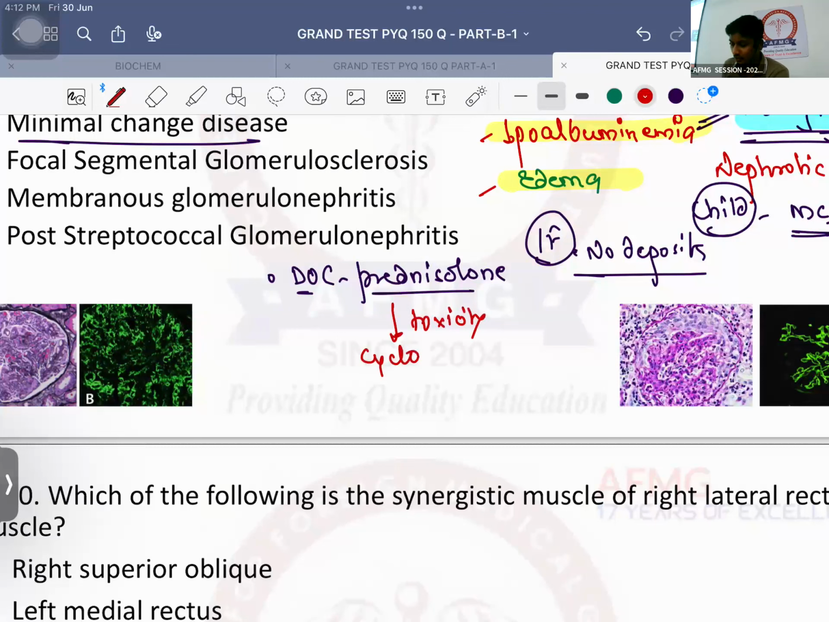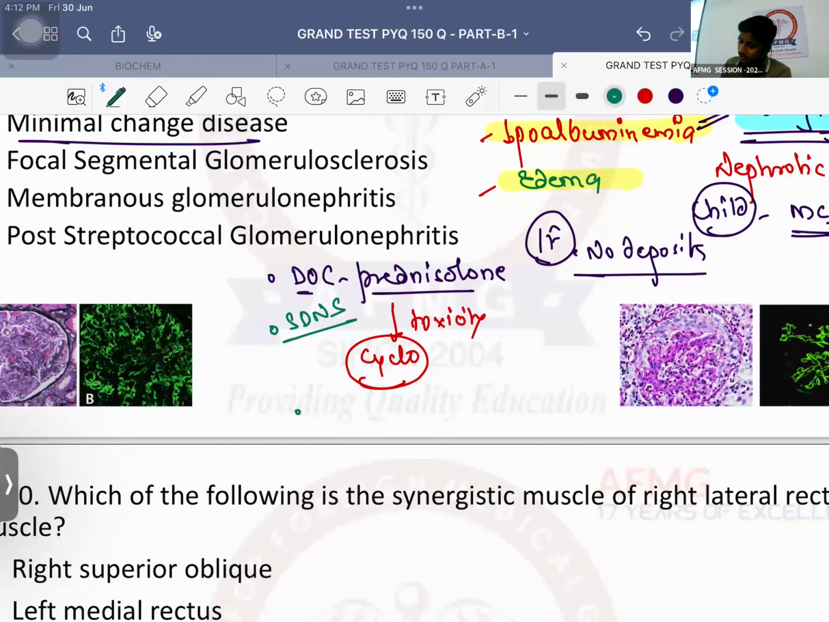Then you will give cyclophosphamide, or the other drugs which can be given are leflunomide or mycophenolate mofetil. But this was about steroid dependent nephrotic syndrome. What is the difference between the two, anybody? Steroid dependent nephrotic syndrome means when you give steroids, the patient's condition improves. That is steroid dependent nephrotic syndrome.